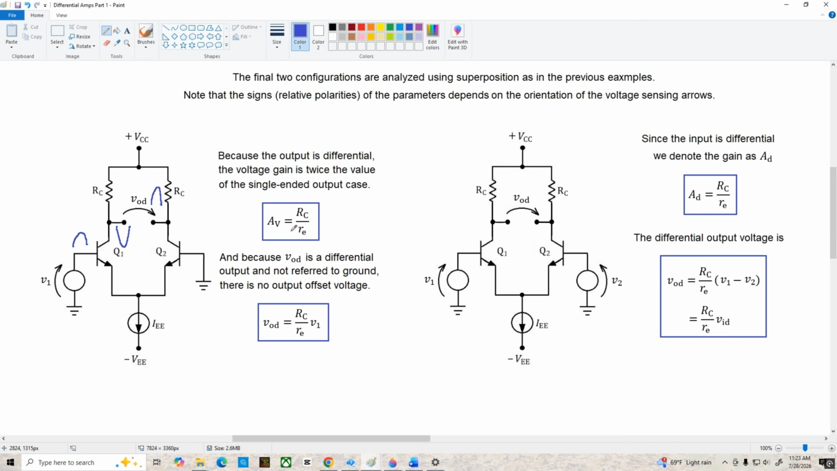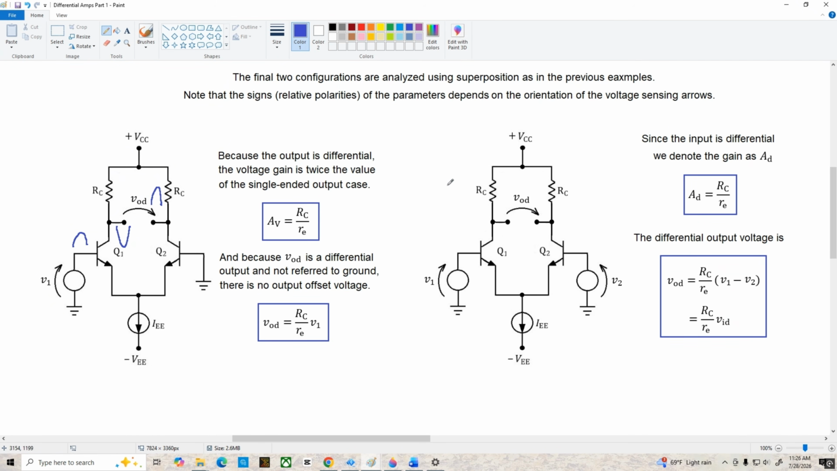The gain of the amplifier for differential outputs is simply RC over little re. And because we're taking the differential between the two collectors, we don't have a relative DC offset at the output. The output voltage differential is the gain times V1. Now, both collectors are sitting at the same DC potential, so there is an offset in absolute terms, but not in terms of this differential.